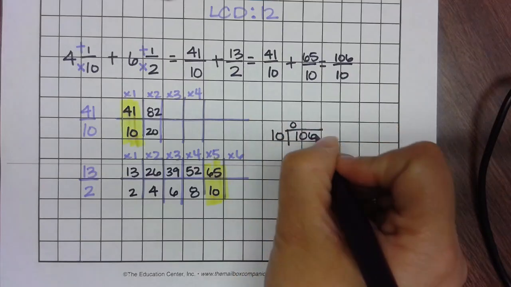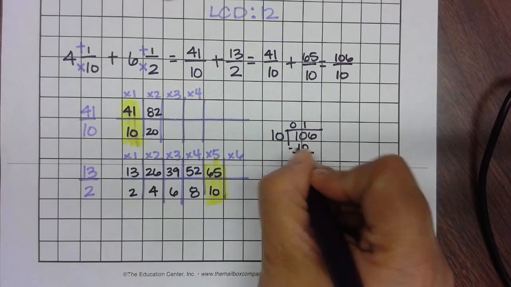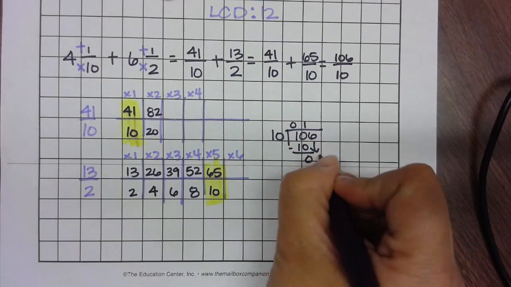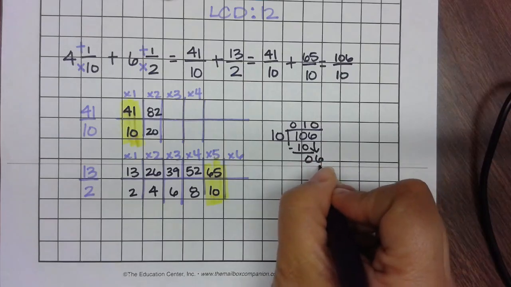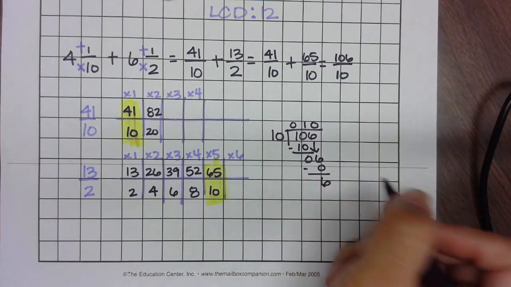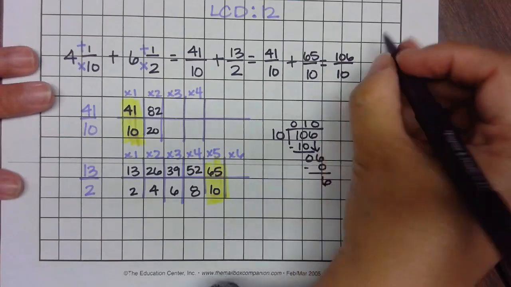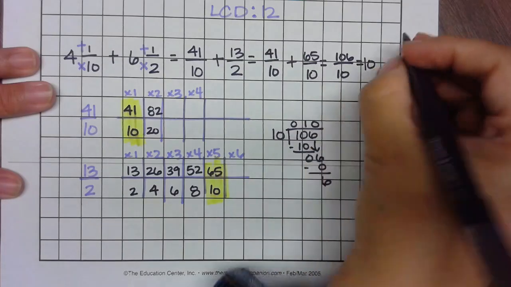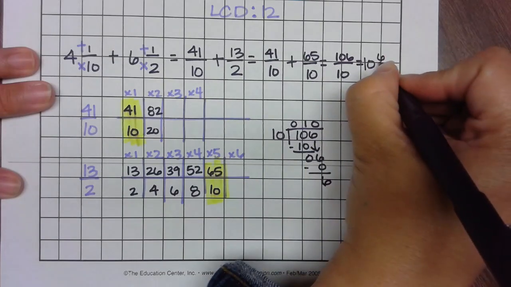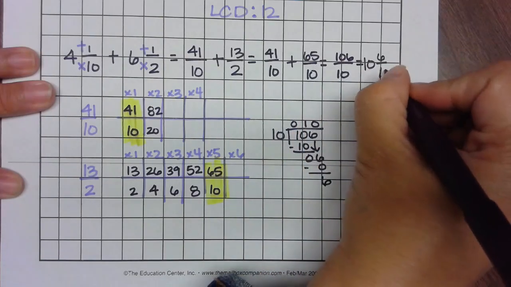We know it won't go into 1, but it'll go into 10 one time. And then I'm going to bring my 6 down, and no way does 10 go into 6. So that means I'm going to have a remainder of 6. Remember that answer, 10, is now your whole number. Your remainder is 6. That's your new numerator. And the 10, which was your denominator, stays the same.